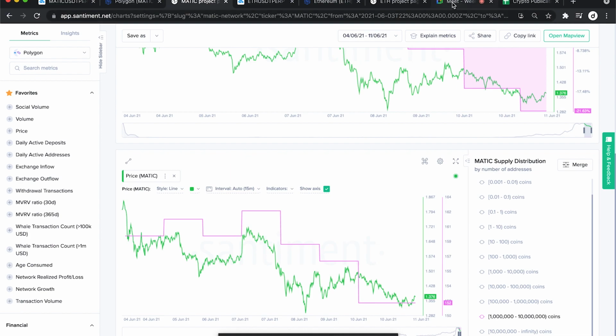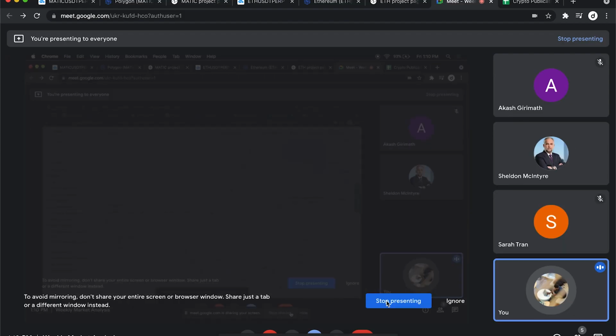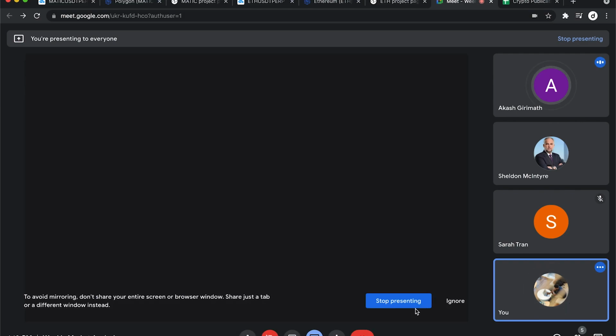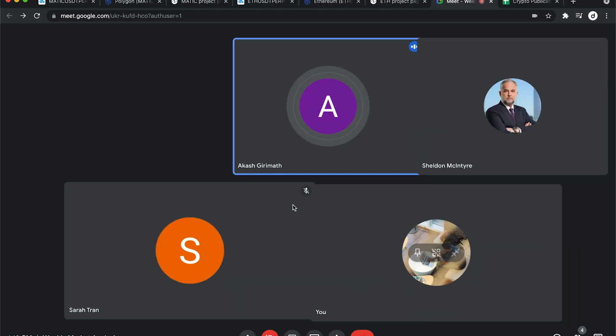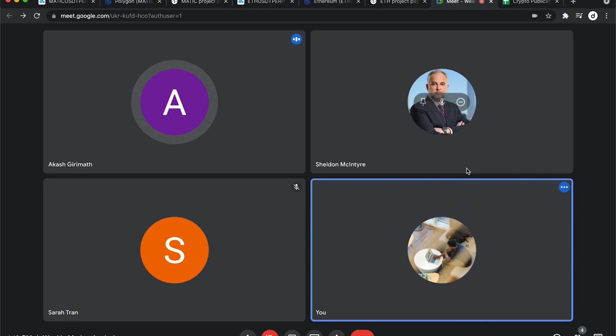I don't know about you, Sheldon. Are you seeing something different than this? Before we actually switch over to Sheldon, I wanted you to show this visualization of the global IO map thing. Yeah, go ahead. Just one sec.